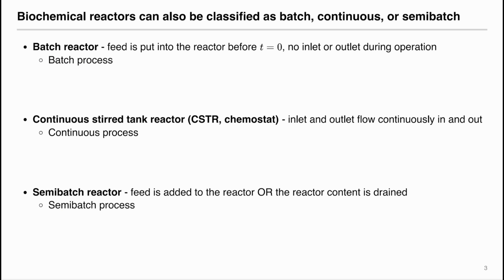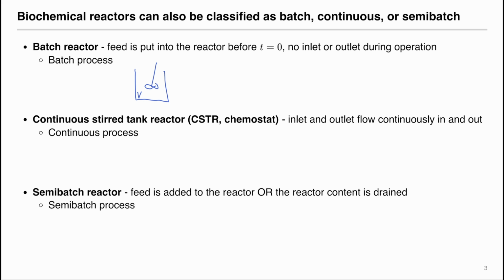To make things more specific and consider biochemical reactors, they can also be classified as batch, continuous, or semi-batch reactors. For example, a batch reactor has feed put into the reactor before the reaction starts, and it has no inlet or outlet during the operation. Therefore, a batch reactor is a batch process, and we usually draw it as a vessel with an agitator that mixes the content within the batch reactor, and it usually has a constant volume V.